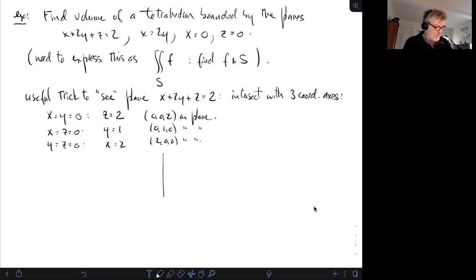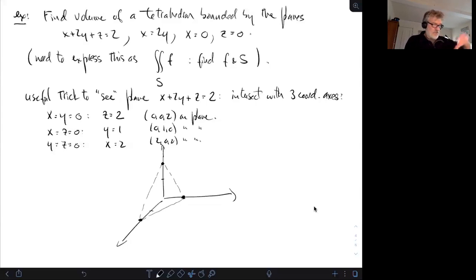So let's see what this gives us. So z is 2, we have this point, y is 1, we get this point, and x is 2, we got this point, right? So now you can actually see the plane by how it intersects like that, right? So it cuts the first octant this way. Okay, so this is very useful.